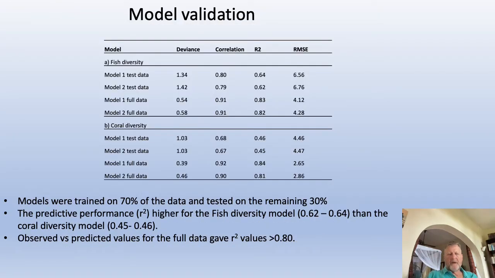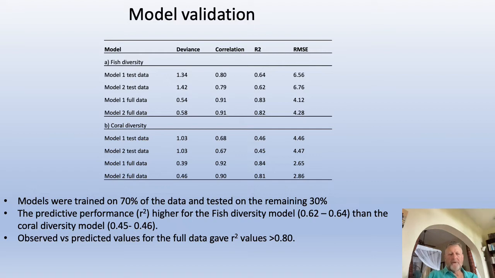You can test the models against the data. If you do a model based on 70% of the data and test it against the remaining 30%, you'll see you get pretty high R-squared, or predictions for the fish, as high as 0.64. If you look at the full model and not use independent data, you get very high fits of 0.83.